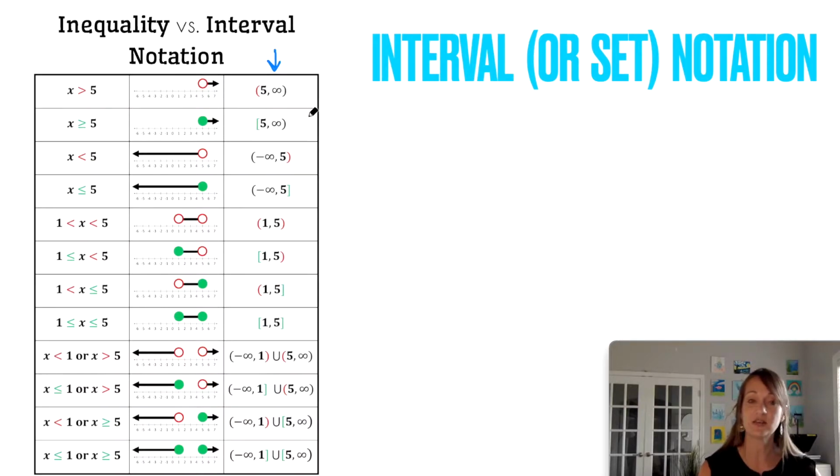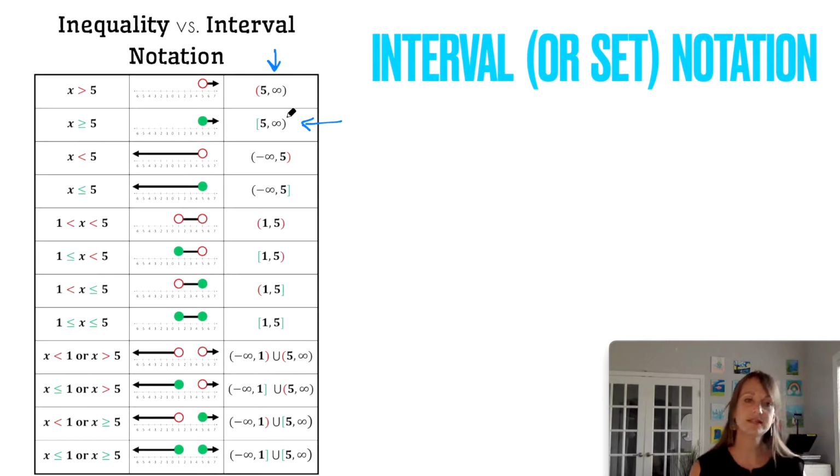If you notice here on the second one, it actually does include 5 because there's a less than or equal underneath it. Therefore, the circle is filled in. It is a closed circle because it does include 5. So therefore, they use a bracket to show that it does include the number.